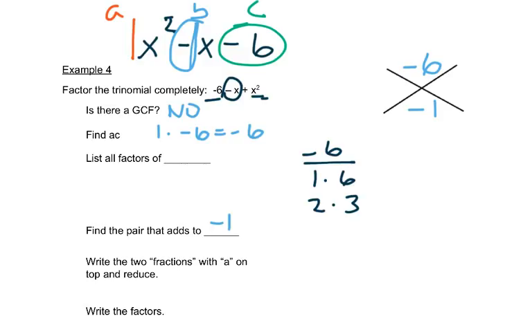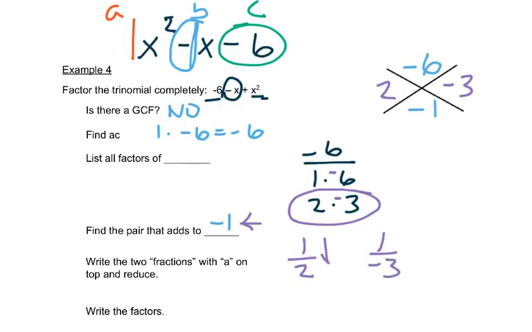It's a negative 6, so one of those numbers has to be negative, and if I'm adding to get a negative number, then I want the bigger number to be negative. So this right here adds to get a negative 1, so I'd have 2 and a negative 3 as my numbers. So I write a on top, 1 over 2, and then 1 over negative 3. I write straight down, that's an x squared, so this is really 1x and 1x. We don't write the 1, so I'll write x plus 2 and x minus 3.